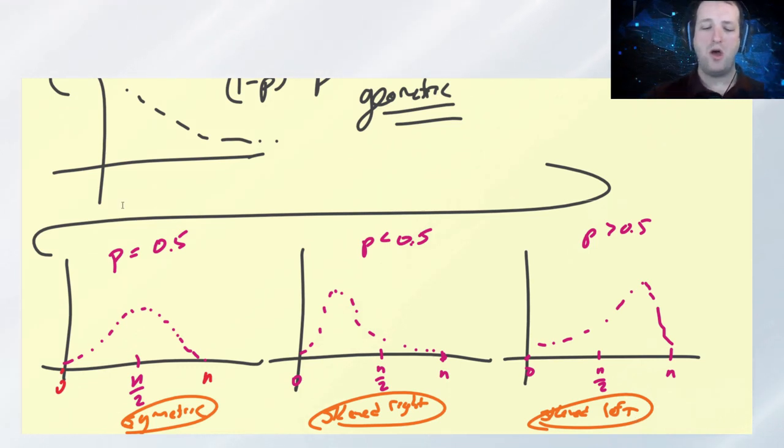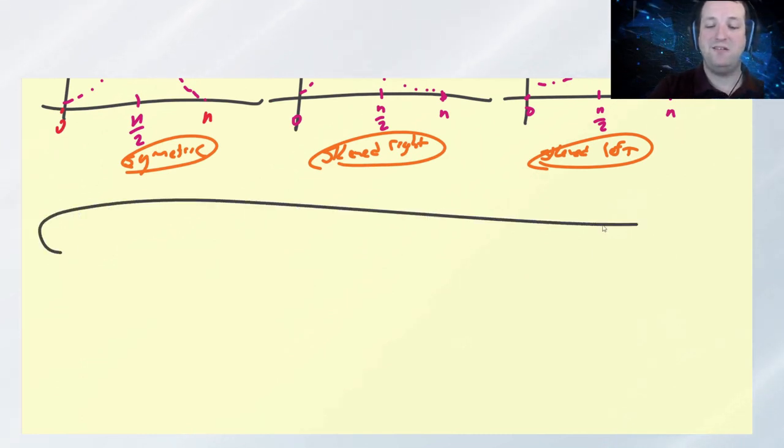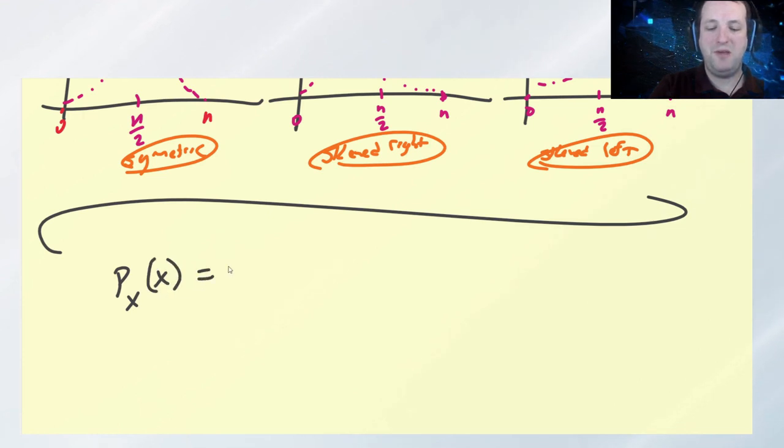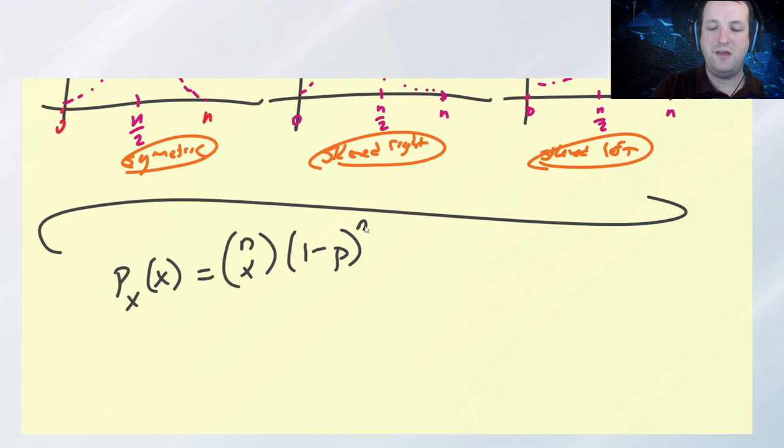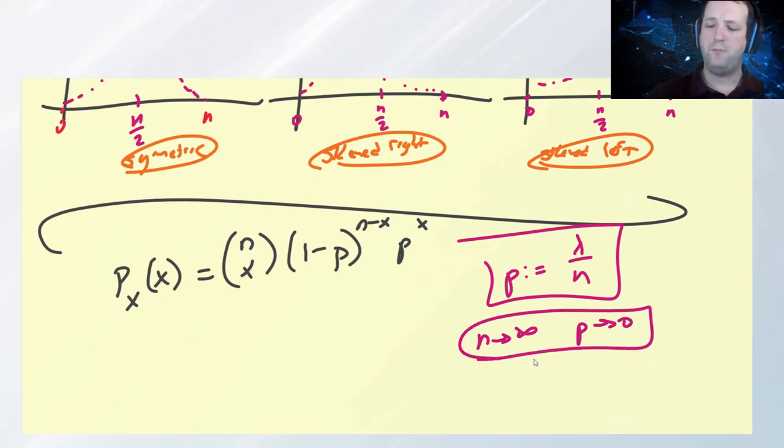All right. Let's also mention one more thing, and that's going to bring us into the next distribution. Okay. So our binomial distribution, remember, is going to be p of x equal to n choose x times (1 minus p) to the n minus x times p to the power of x. And what I'm going to do is I'm going to let p be equal to lambda divided by n. So clearly, as n tends to infinity, p is going to get close to 0. Now, why would I want to do that?